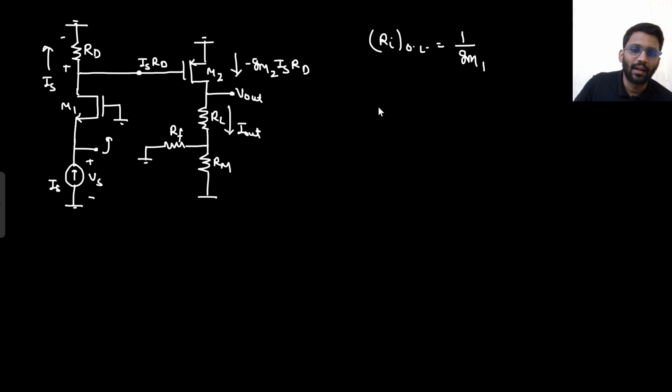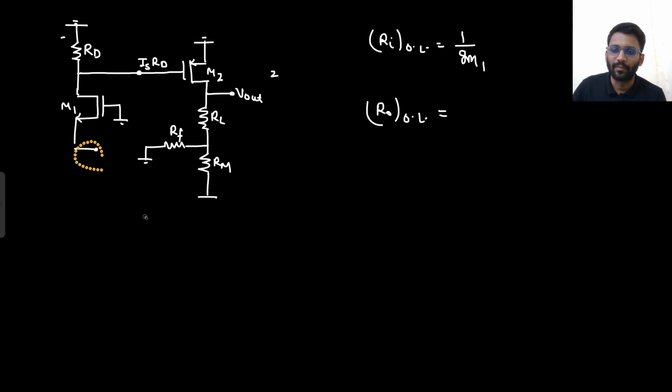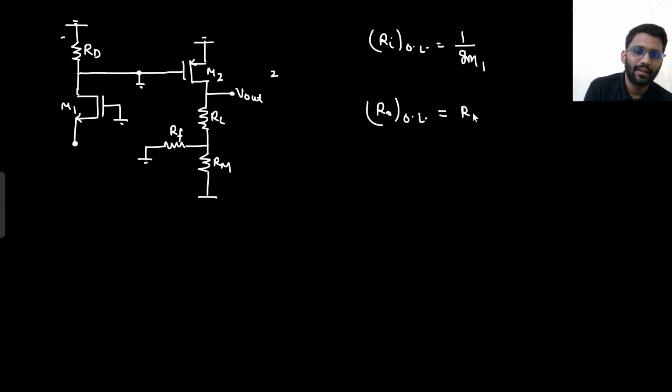What about your R naught open loop? From here you need to see R naught open loop. So what you will do? Let's remove this. Let's remove this. Let's remove this as well. Why so? Because if you are taking R naught open loop, this will be completely gone. So this node is gone, so this current will be gone. This node will simply be shorted. If this node is shorted, this VSG is gone. So what do you see? You will see that RL plus RM parallel with RF.